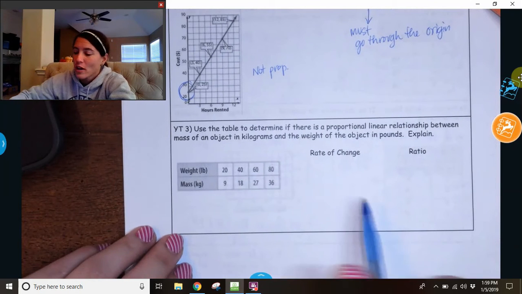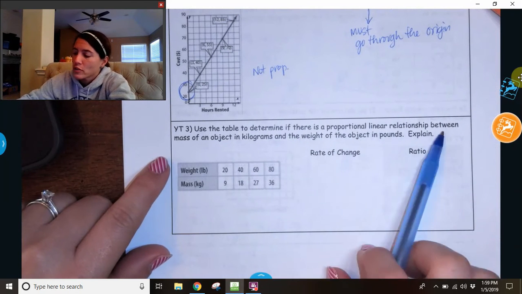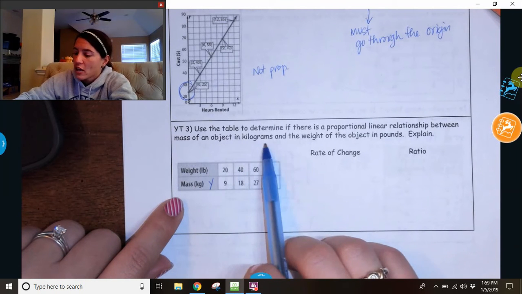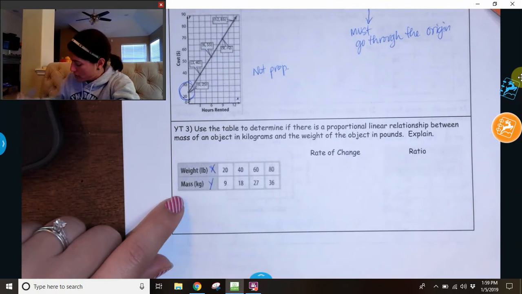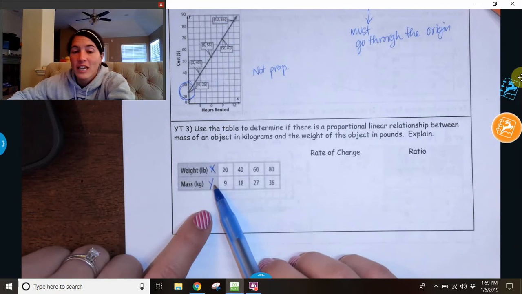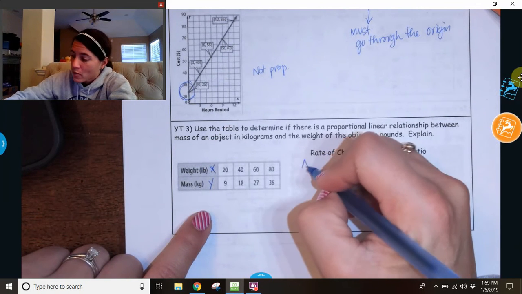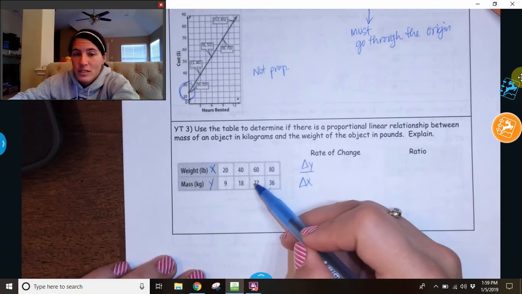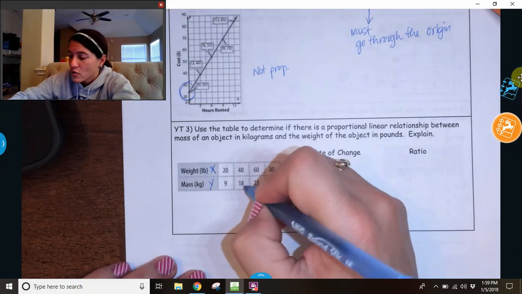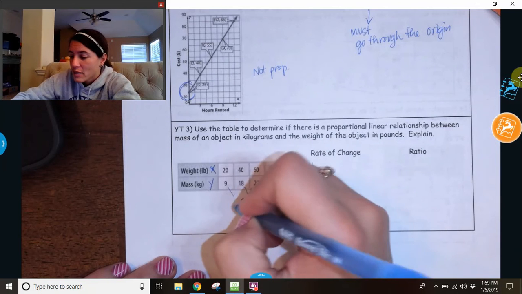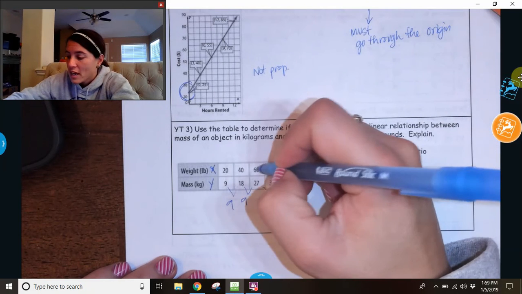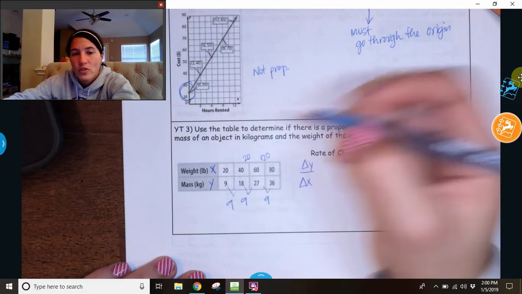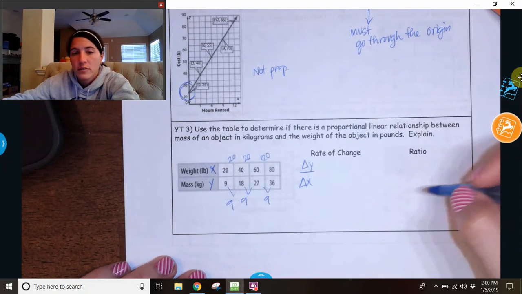All right, so you have this Your Try. Use the table to determine if there's a proportional linear relationship between the mass of an object in kilograms and the weight of the object in pounds. So we need to check the rate of change and the ratio. The rate of change is the change in y over the change in x. So I'm going to subtract. 36 minus 27 is 9. 27 minus 18 is 9. 18 minus 9 is 9. 80 minus 60 is 20. 60 minus 40 is 20. And 40 minus 20 is 20.